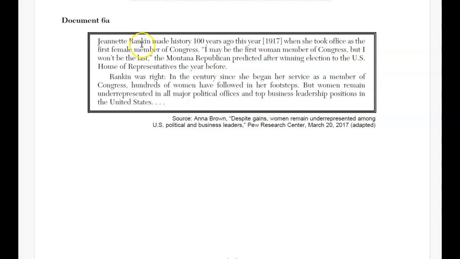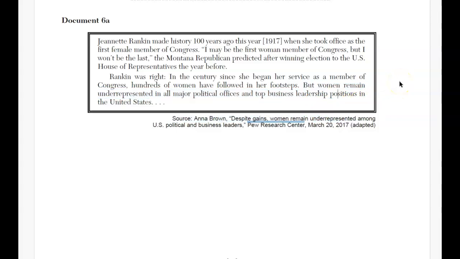Jeanette Rankin made history 100 years ago this year, 2017, when she took office as the first female member of Congress. "I may be the first woman member of Congress, but I won't be the last," the Montana Republican predicted after winning election to the U.S. House of Representatives. Rankin was right. In the centuries since she began her service as a member of Congress, hundreds of women have followed in her footsteps, but women remain underrepresented in all major political offices and top business leadership positions in the United States.